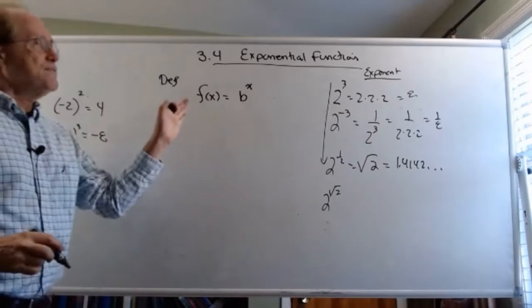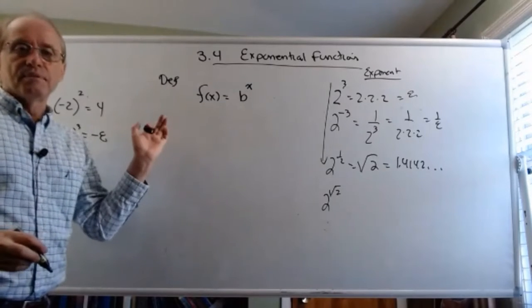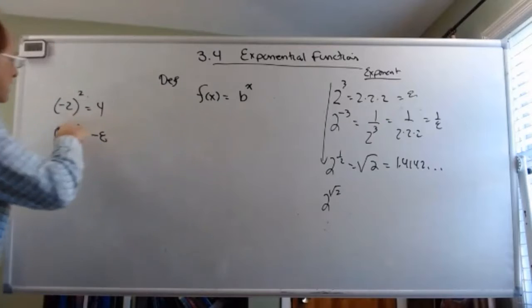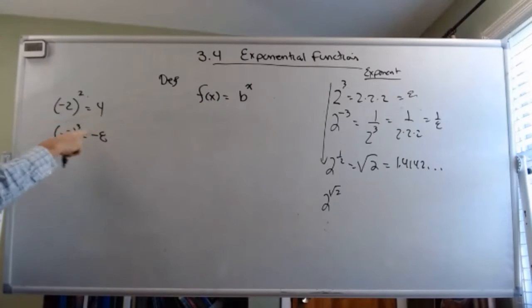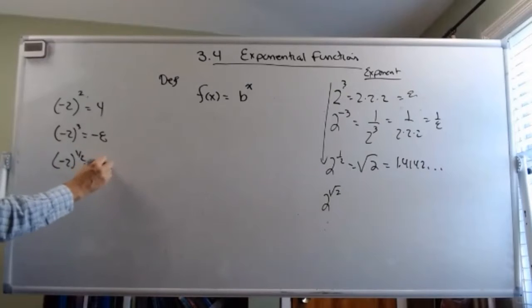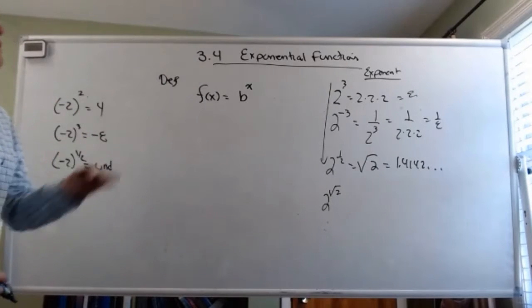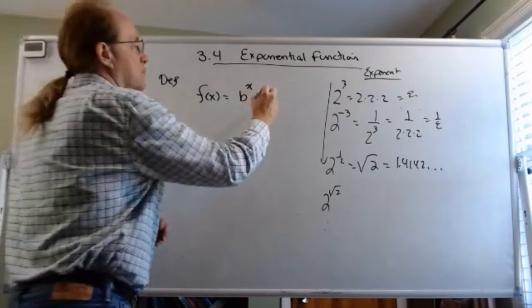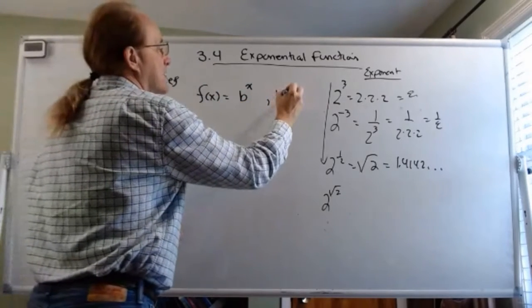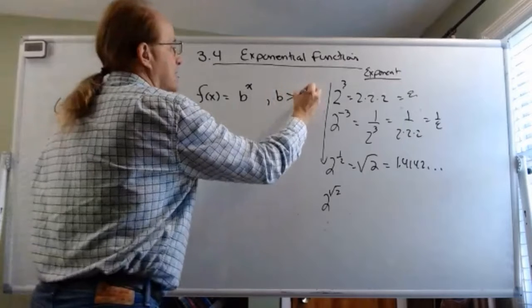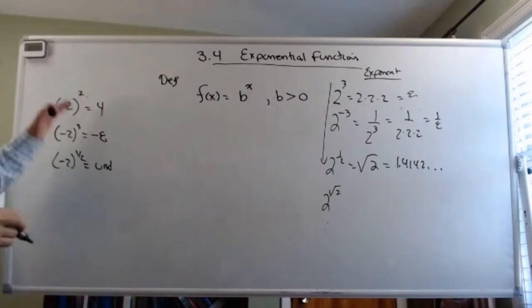But if I want to treat this as a function, that becomes a problem. Because what happens if I looked at this as having b is -2, sometimes it's positive, sometimes it's negative. Sometimes it's undefined. -2 to the 1/2 is undefined. That's the square root of a negative number, which is not defined. So we have to put some restrictions on b. b has to be strictly greater than 0, cannot be negative, to avoid all this.